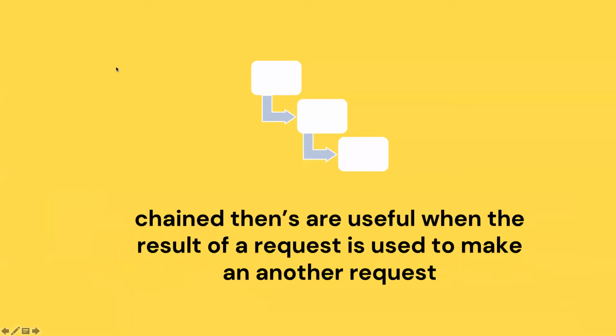So a use case of that is that suppose the first response gives me detail about a user. Then I need that user's author ID to get its post, and then I need that post to get its comments. So for those kinds of related, step-by-step things, this chain of thens is useful.